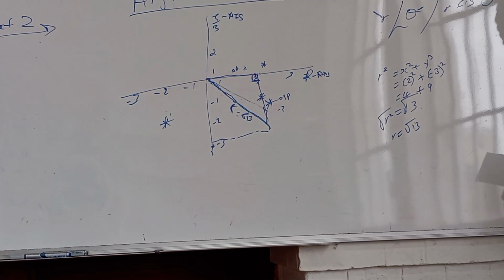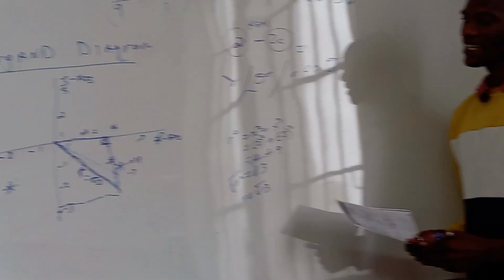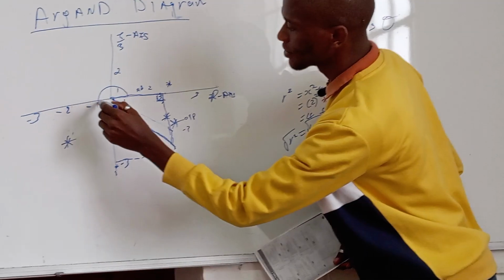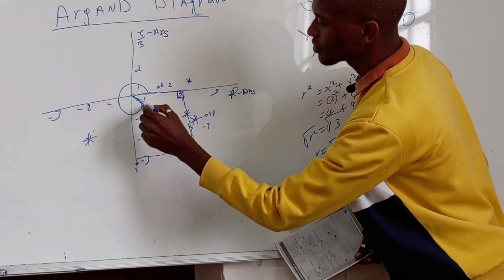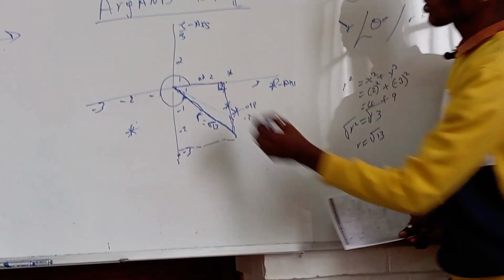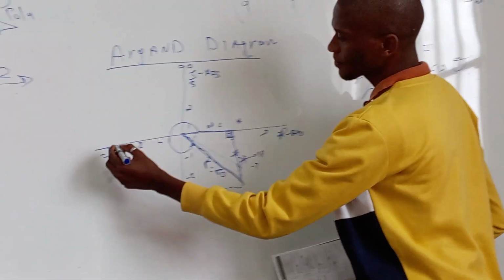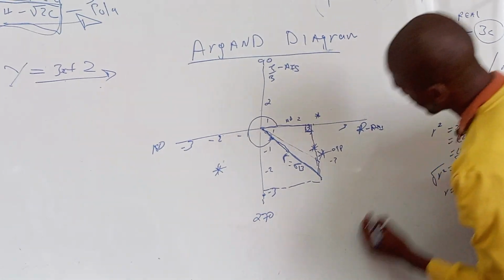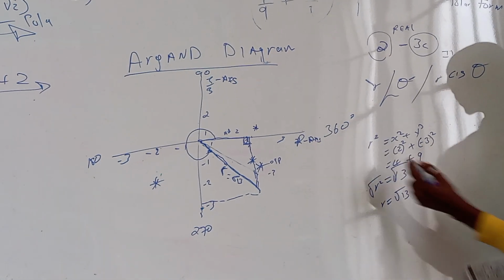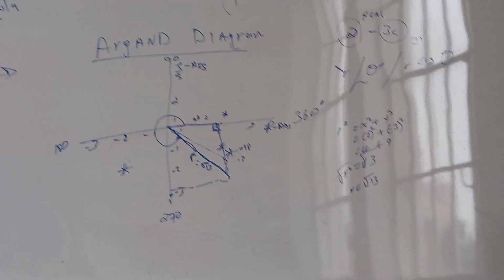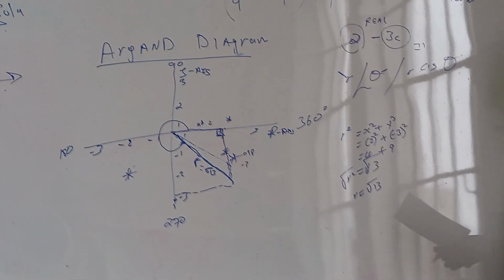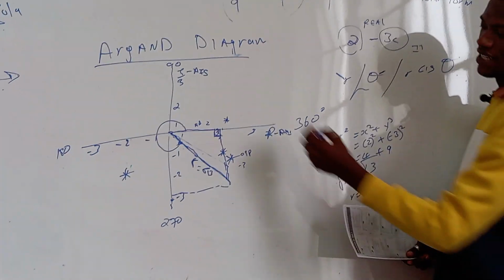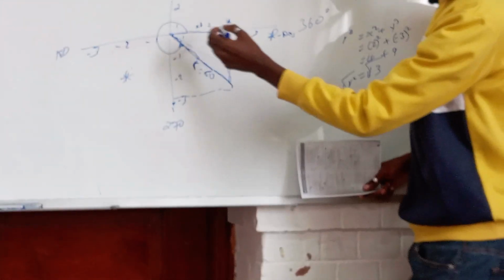But now what we are interested in is to find the angle, right? From here all the way to here. Because we know here it's 90, here it's 180, here it's 270, and here it's 360, right?